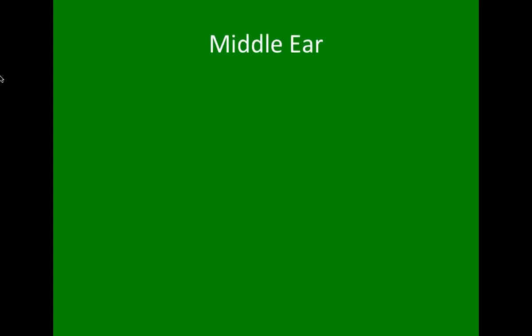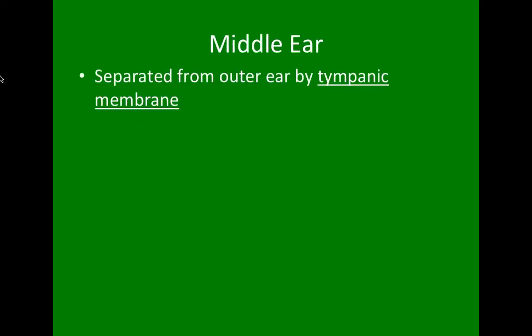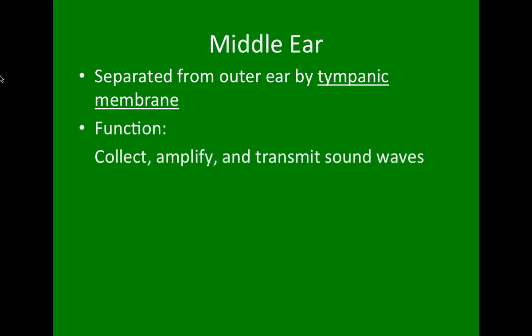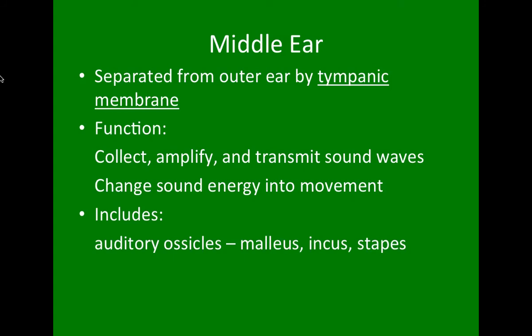The middle ear is separated from the outer ear by the tympanic membrane, and its function is to collect, amplify, and transmit sound waves. What it does is it changes sound energy into the energy of movement, and we will see this when we go through the process of hearing. It includes the auditory ossicles, which is the collective name for the malleus, the incus, the stapes, and lots of air.